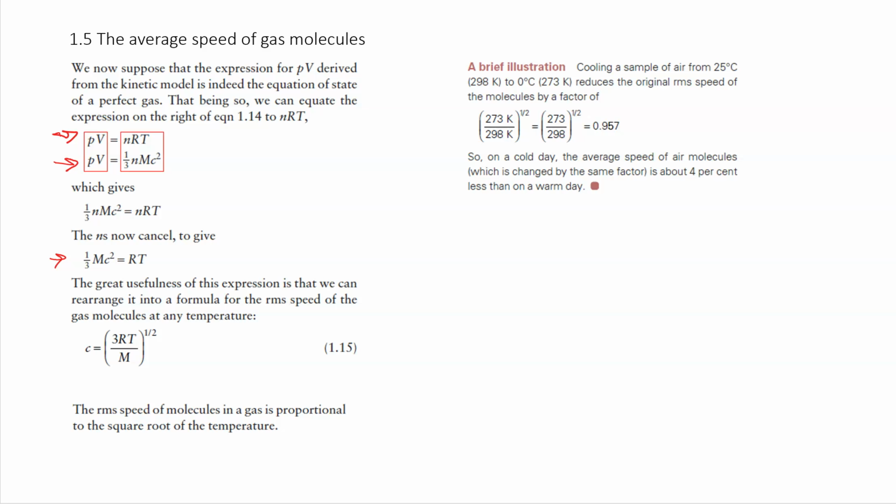So the utility of this expression is that we can rearrange it into a formula for RMS speed of gas molecules at any temperature. By solving for c, we can find the RMS speed for any population of gas molecules by looking at the square root of 3RT over m. Super slick. So we have a variety of tools in our tool belt now to look at pressure exerted by gas, speeds of gas, and ways to evaluate kinetic energy of a population of gas molecules by looking at RMS speed.